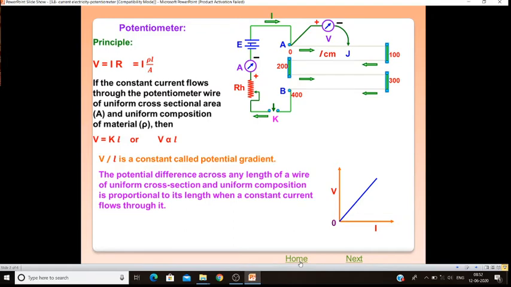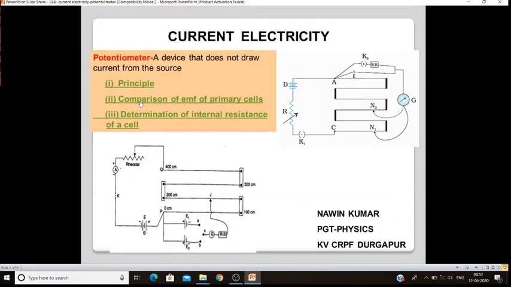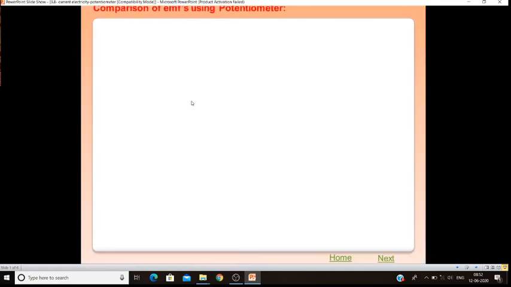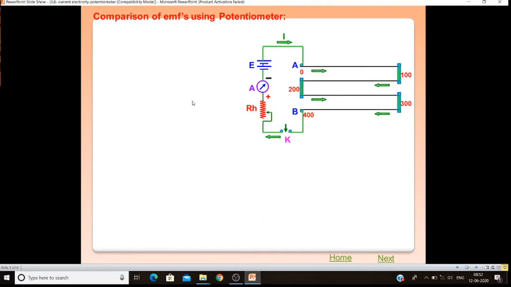After the principle, we will discuss its application, comparison of EMF of primary cells. What is EMF? Electromotive force. See its circuit diagram. When the switch is on, current will flow in the circuit. Here it is shown by the arrow from the positive to here. It is a cell connected with a resistance box, which is switched on.